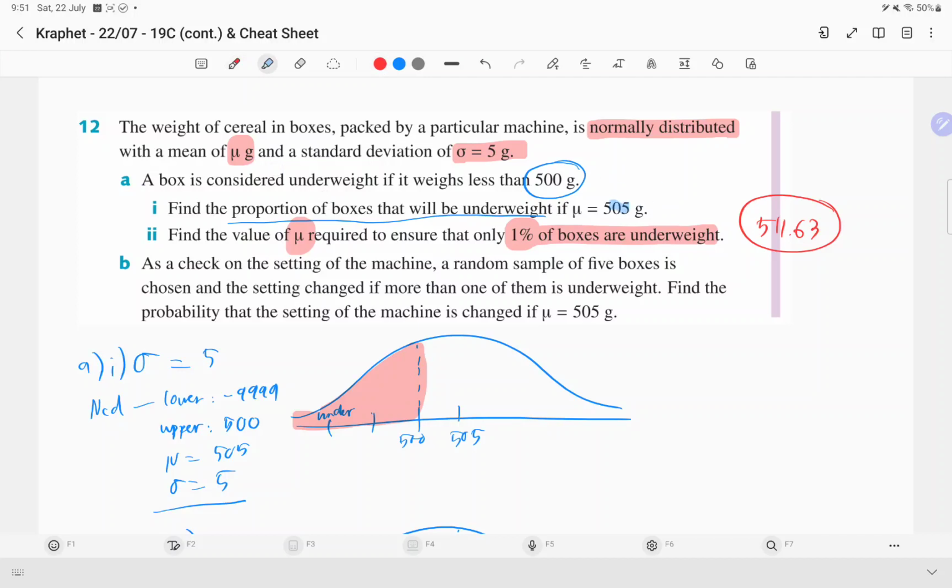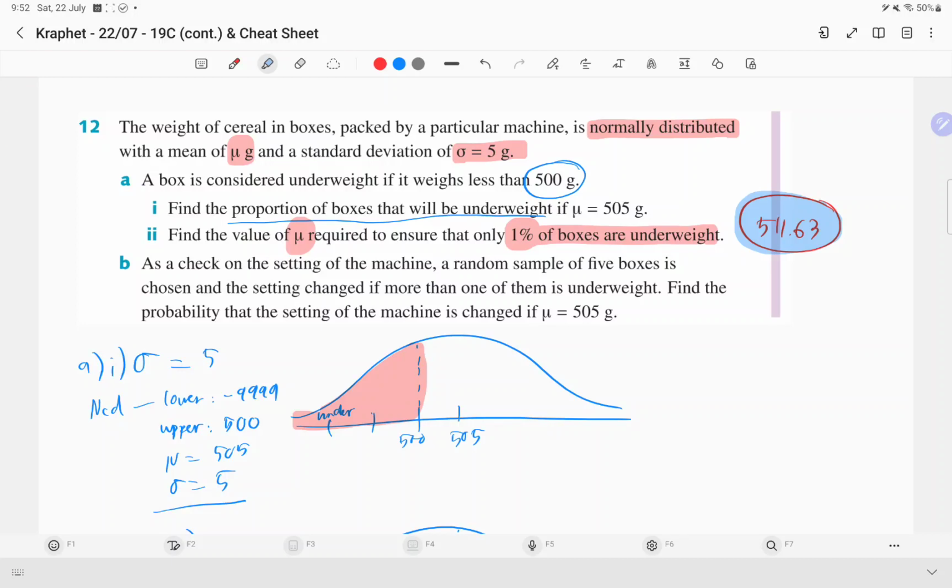Because if you set your machine to only 505, remember it's specified to be 500 grams, right? But you have to set the weight a little bit higher, otherwise there will be too many underweight bags in the production, and you're going to get into trouble with the Australian Commission of consumer protection. So that's why the factory will have to set it higher. If you see a Pringles that says 500 grams, the mean weight of the machine has to be a little bit higher, like 511 grams, in order for only 1% to be underweight, assuming the standard deviation is 5 grams.